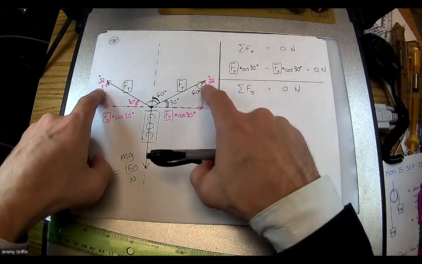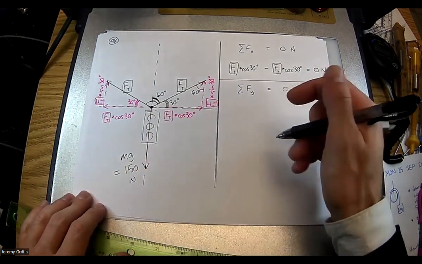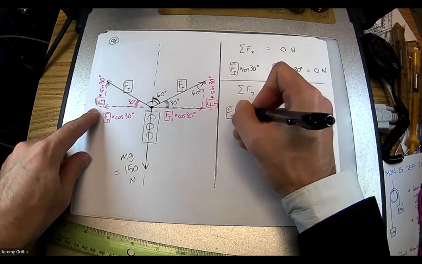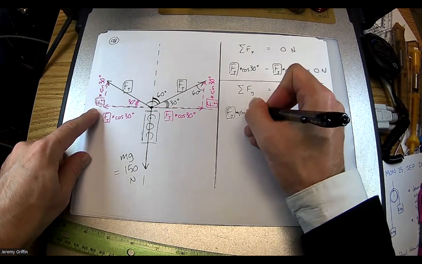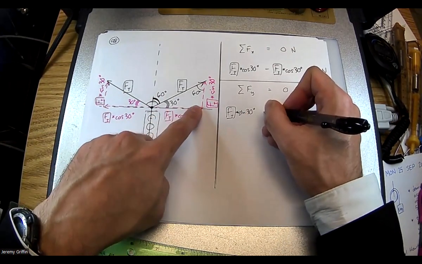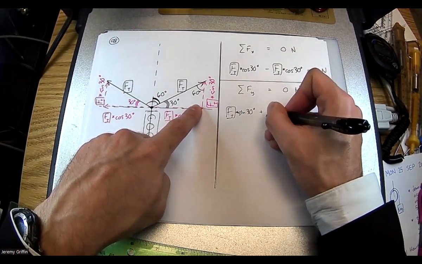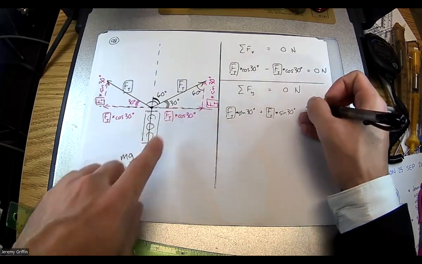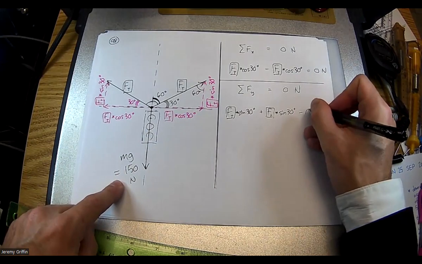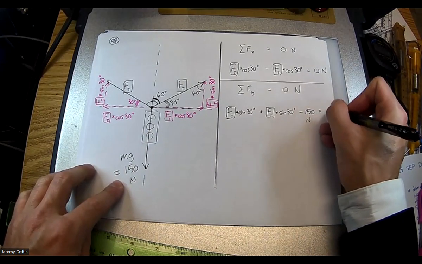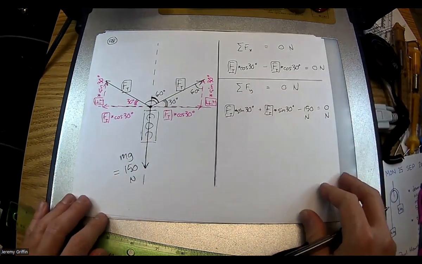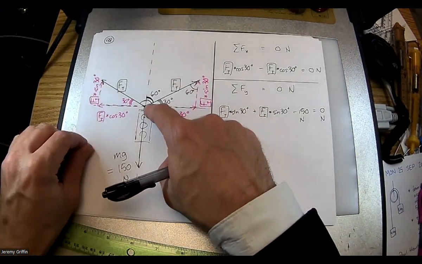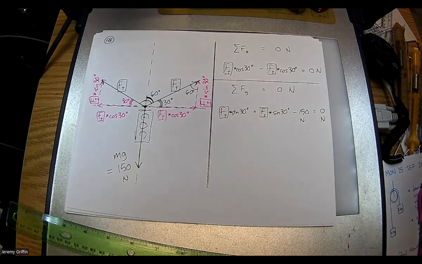Well, I got these two guys pulling up. I got this guy pulling down. So let's call the tension force times sine of 30 degrees plus another tension force times sine of 30 degrees, also pulling up there, right? Minus the 150 newtons down is equal to 0 newtons, right? Isn't that in the vertical? These two guys up, this guy down, have to add up to zero, just like that.